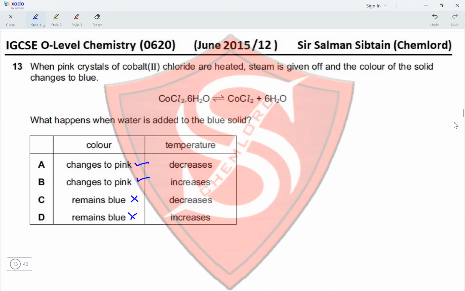And since water is being added onto cobalt chloride, the temperature must increase because water is becoming part of the lattice. So this is bond formation, and bond formation gives off energy. And when energy is given off, temperature rises. So this eliminates option A and makes option B the correct option for this question.